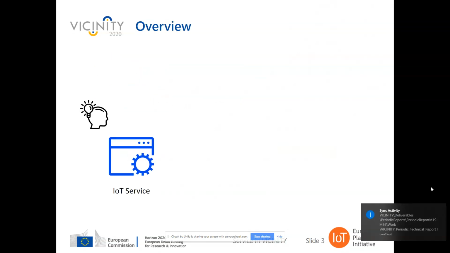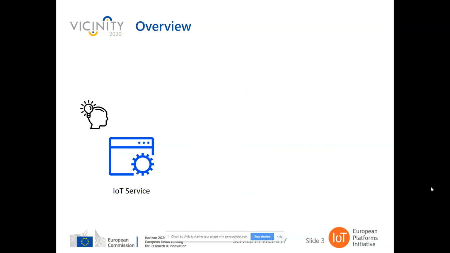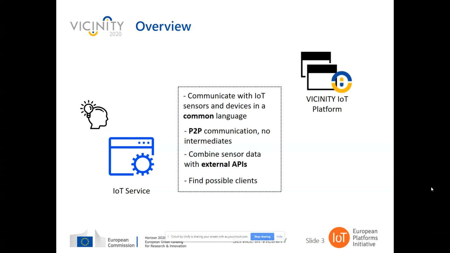So let's assume you're the IoT service provider. You have an idea for combining data from IoT devices and sensors, which are probably from different vendors. What Vicinity can offer to you: the Vicinity IoT platform can offer you IoT semantic interoperability, as we have mentioned before. It gives you the opportunity to express your sensors and devices in a common language, even if they're not from the same vendor. It can also provide you with peer-to-peer communication and privacy.